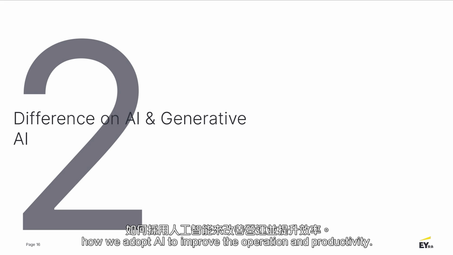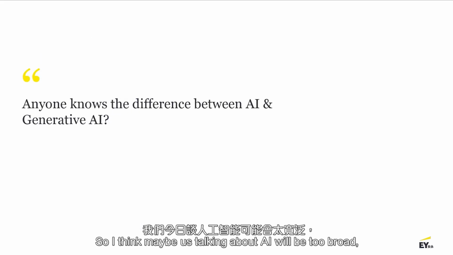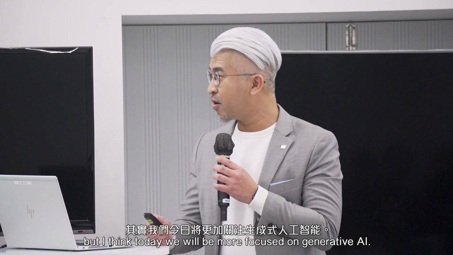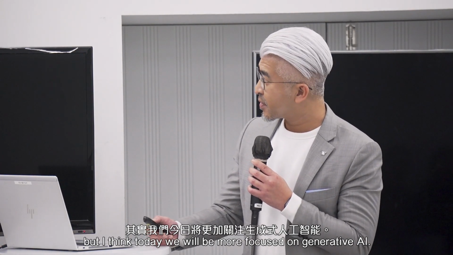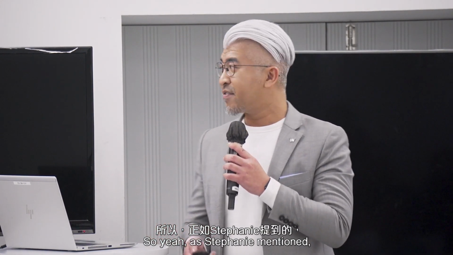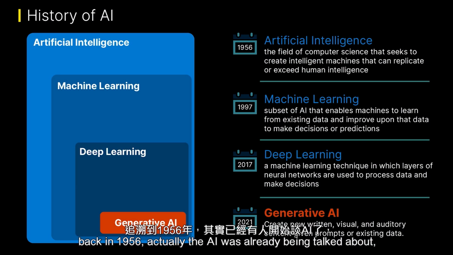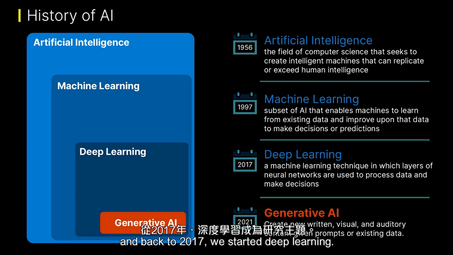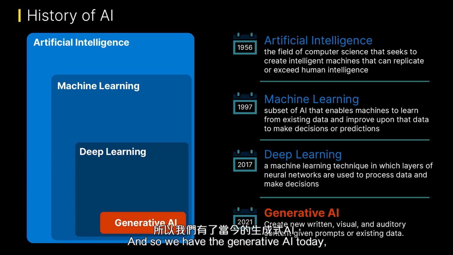Talking about AI would be too broad, so today we will focus on generative AI. As Stephanie mentioned, back in 1956 AI was already being talked about, then we started machine learning in 1997, and in 2017 we started deep learning. And so we have generative AI today, which is why we are here to discuss it.